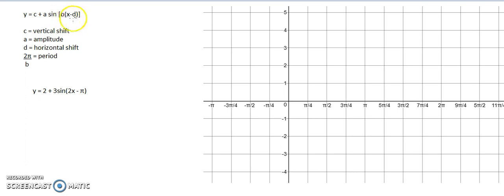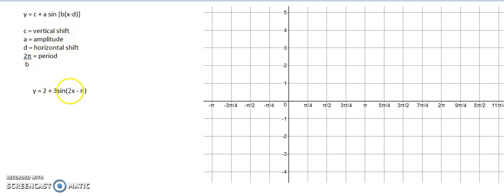Now, we didn't do these together, and it does matter which order you do them in. Okay, so that's why the B is factored out here. So if you get it into this form, then C is vertical shift, A is amplitude, D is the horizontal shift. It's got to be in this form, all right? And then 2 pi over B is going to be your period. 2 pi over B is equal to your period.